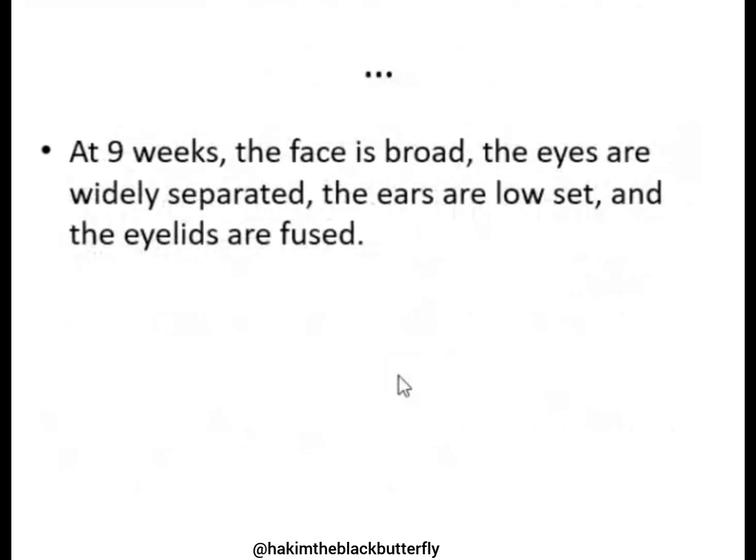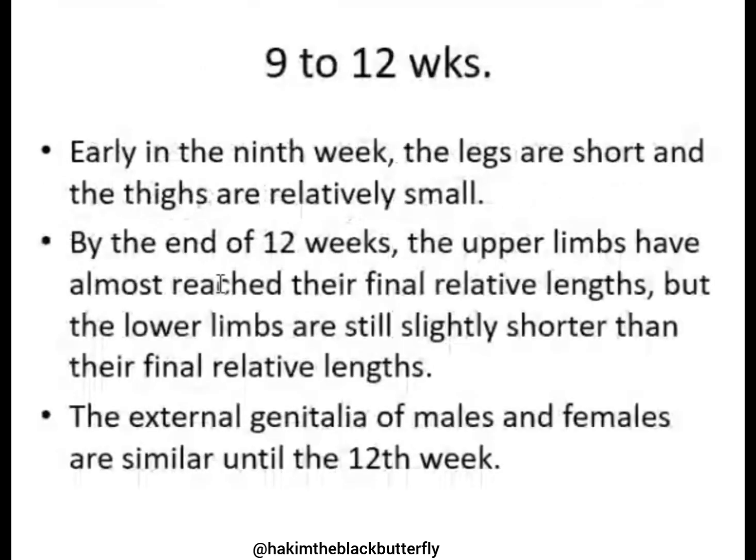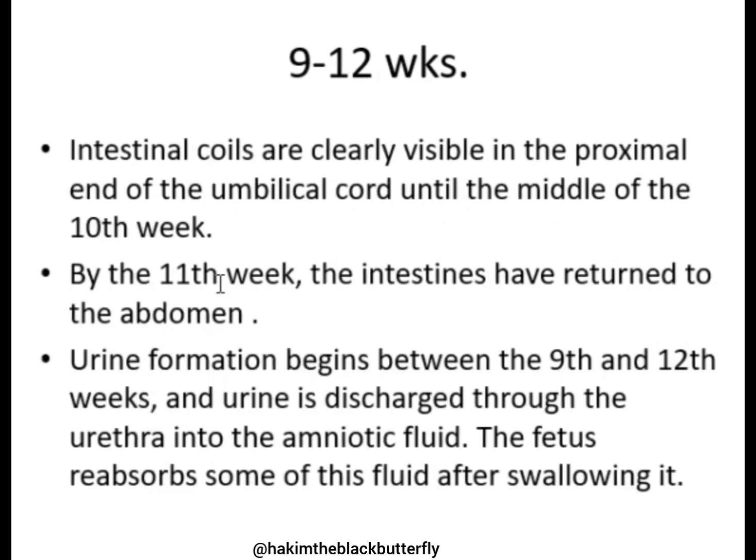So what have we seen between week 9 up to week 12? We have looked at the crown rump length and the weight. We have looked at the head growing faster so that it's originally larger than the rest of the body. We have looked at the limbs, the upper limbs reaching their relative length, but the lower limbs have not yet reached their relative length. External genitalia, we have seen that between this period of time, they are similar.